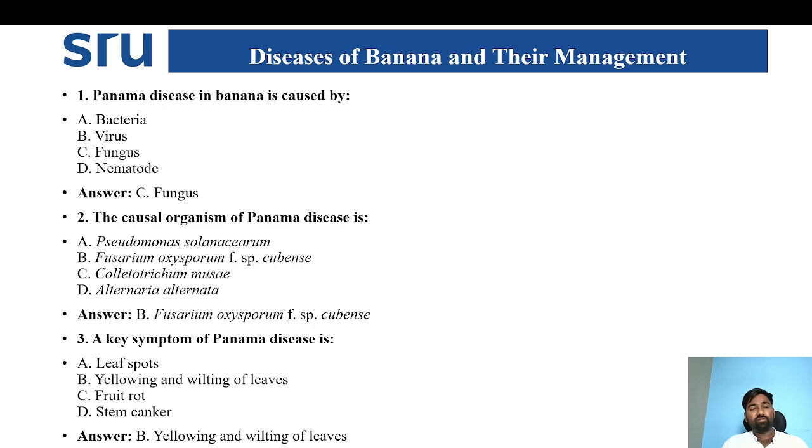Panama disease in banana is caused by: the options are bacteria, virus, fungus and nematode. The correct option is fungus. The causal organism of Panama disease is Fusarium oxysporum f. sp. cubense. A key symptom of Panama disease: there are many options like leaf spot, yellowing and wilting, fruit rot, stem canker. The suitable answer is yellowing and wilting of the leaves.